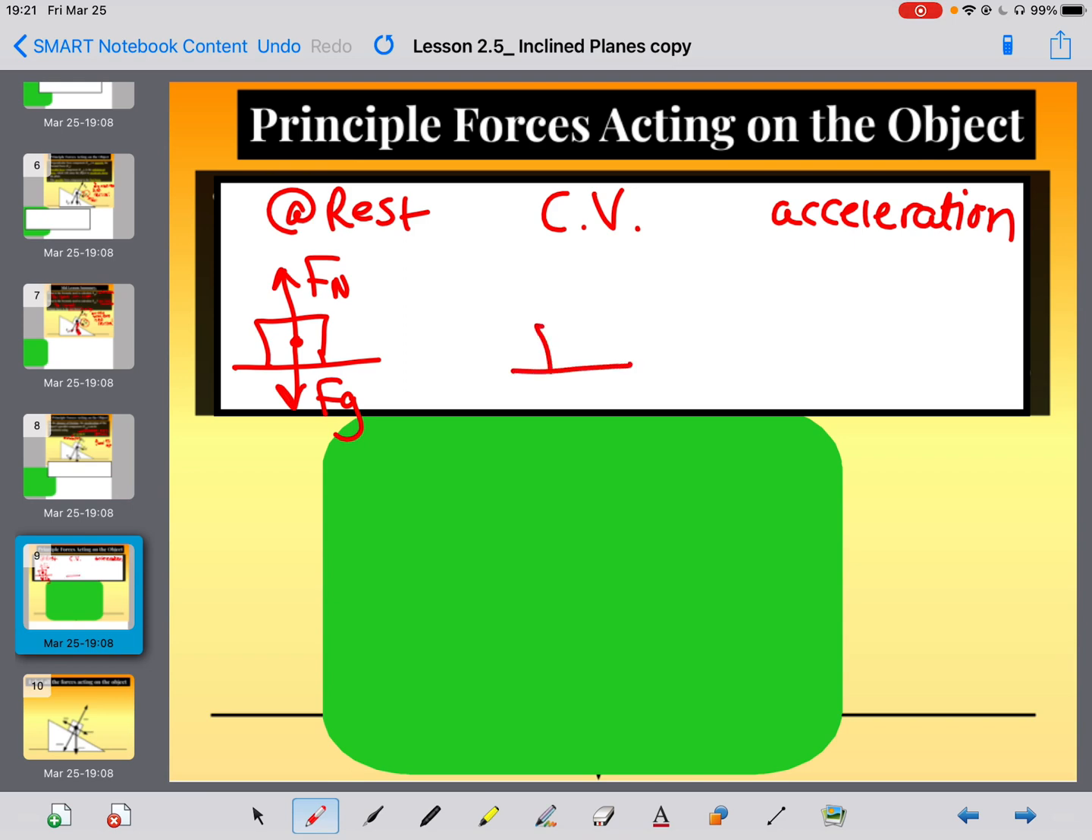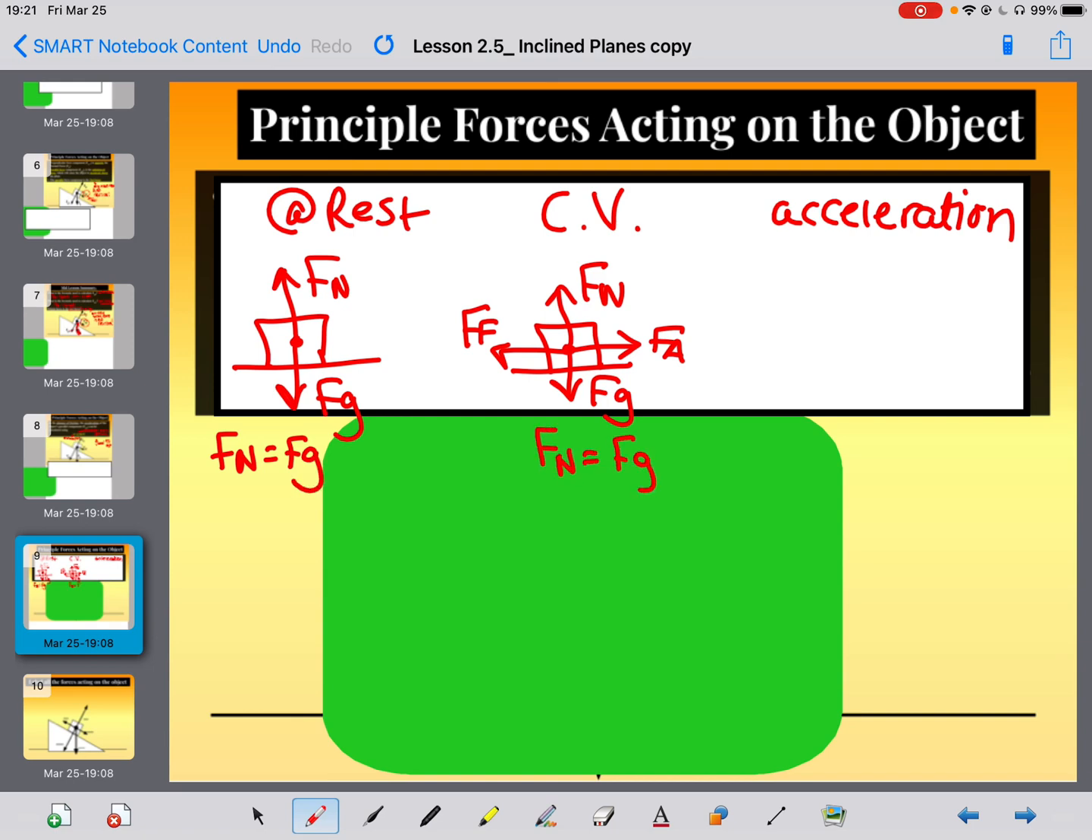So with that being said, we draw our other box. We have Fg, Fn, we have a force applied, and we have a force of friction. All of these forces are equal to each other. So if I go back to at rest, I can say that Fn equals Fg. I can say at constant velocity that Fn still equals Fg, but I can also say that the frictional force equals the force applied. Now, if I'm accelerating, it's a little bit different.